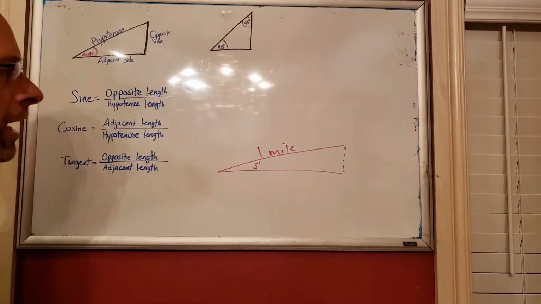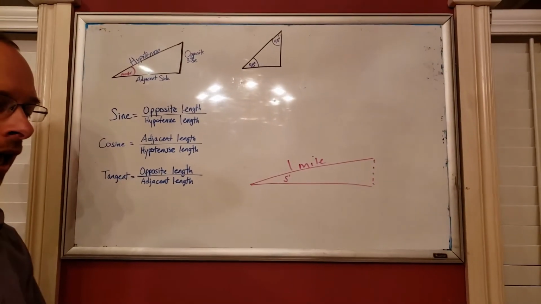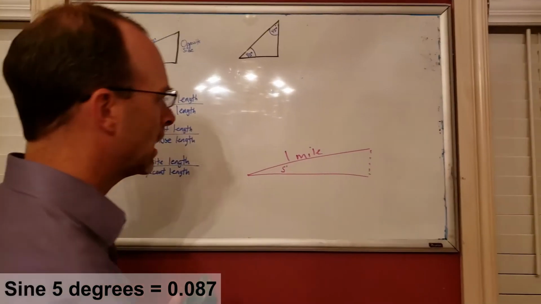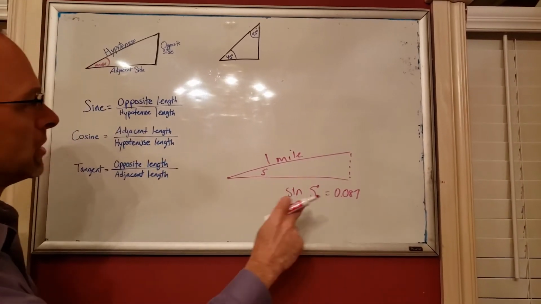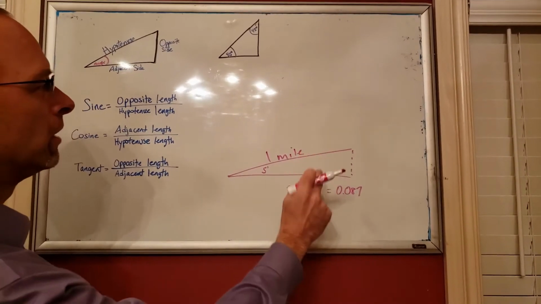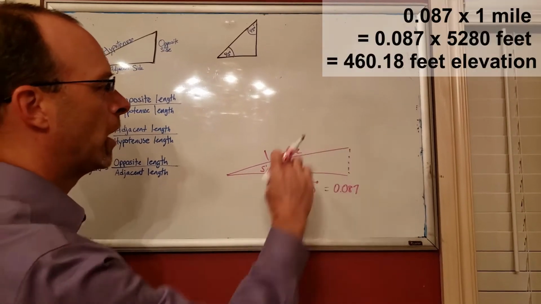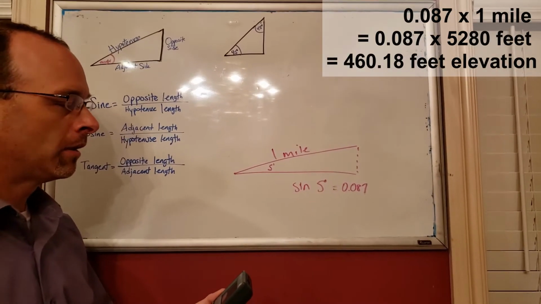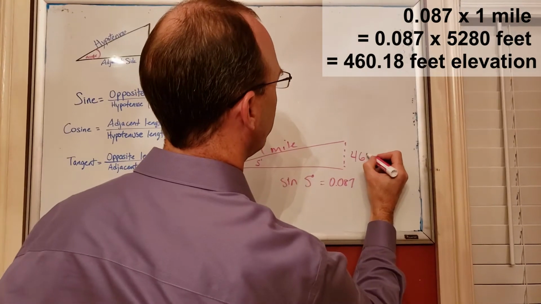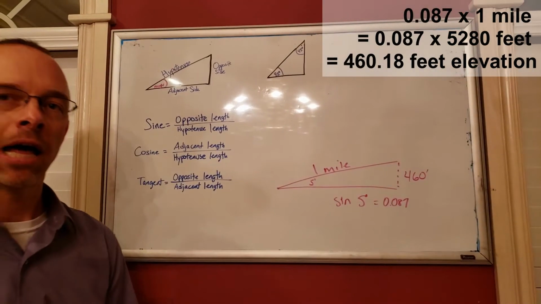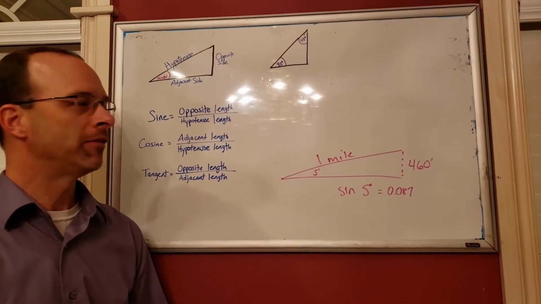Well, you take out your calculator to figure out what sine is, and it's 0.087. And the sine, remember, is the length of this side divided by that. So if I multiply it by 5,280 feet, 460 feet is the elevation you'll climb in 1 mile at 5 degrees.